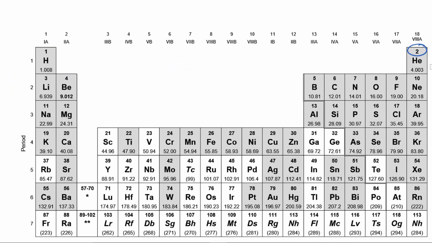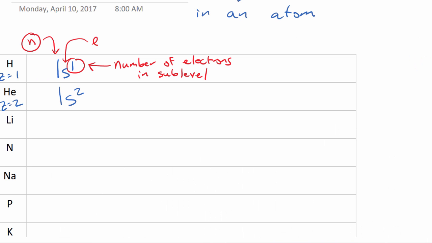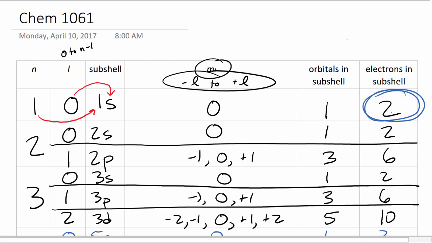Then we go on to lithium. Lithium has an atomic number of 3. So this means it has 3 electrons. So writing out its configuration, we start as 1s2. We can't put any more than 2 electrons in the 1s sublevel.